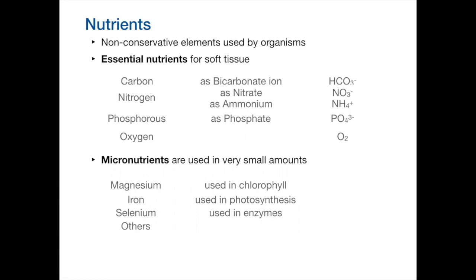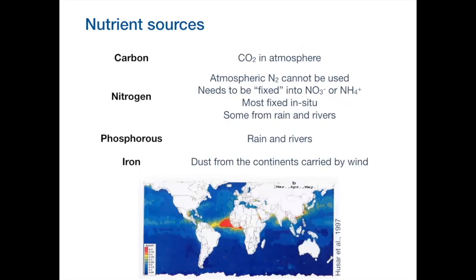And then there are a bunch of nutrients that are required, but in very small amounts. These are known as the micronutrients, and they include magnesium, iron, selenium, and a bunch of other ions. So what are sources of nutrients to the ocean? Well, carbon comes from CO2 in the atmosphere.